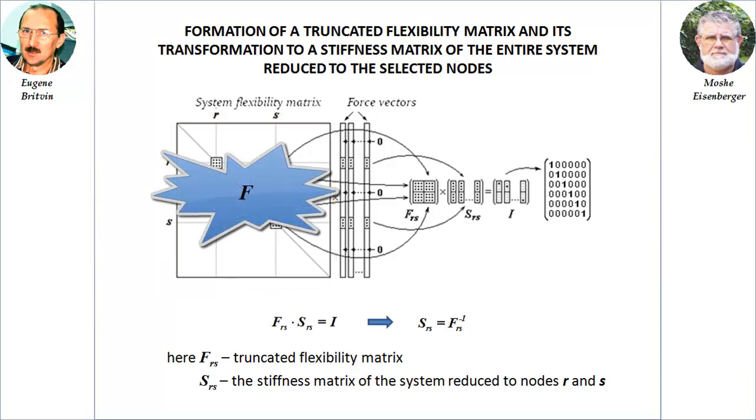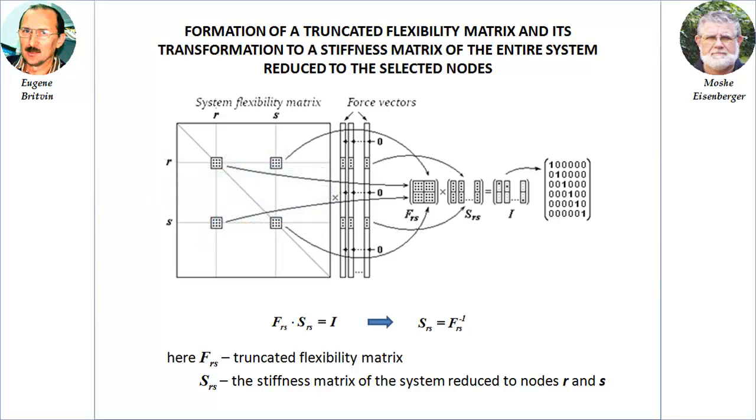Note that the physical meaning of the coefficients of this matrix is the displacement in direction of the ith degree of freedom from a unit generalized force applied in the direction of the jth degree of freedom. The flexibility matrix has one remarkable property. If we select blocks in it corresponding to the deformations of individual nodes, form a general truncated matrix from these blocks, and calculate its inverse matrix, the resulting matrix is nothing other than the stiffness matrix of the entire system, reduced to the selected nodes.